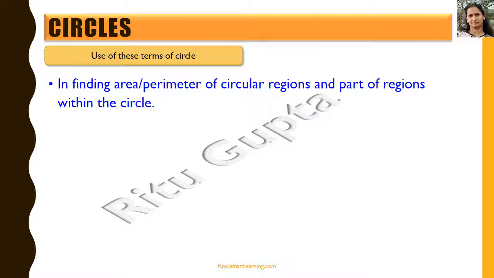Supposing we have a triangular play area within a circular region, say for example we have this circle and then we have a triangular play area within it, and this remaining part is grass. Now supposing we want to find out the area and the perimeter of this area which is grassed, or the area which is a play area, then we'll need the terms like arc, sector, and so on, because that is how we're going to find out the area.